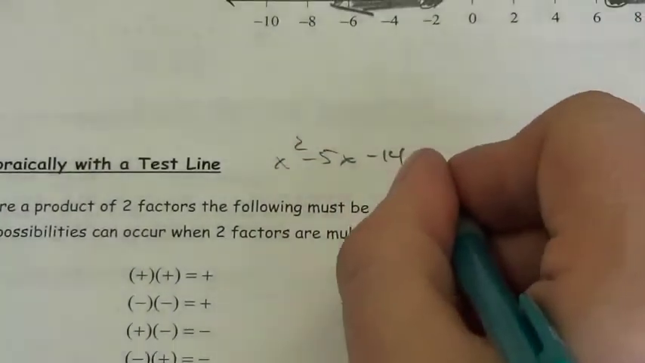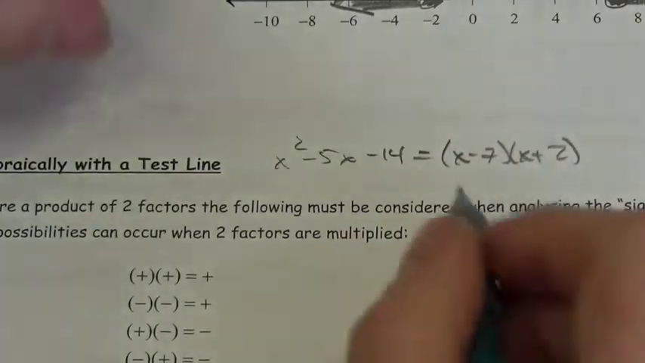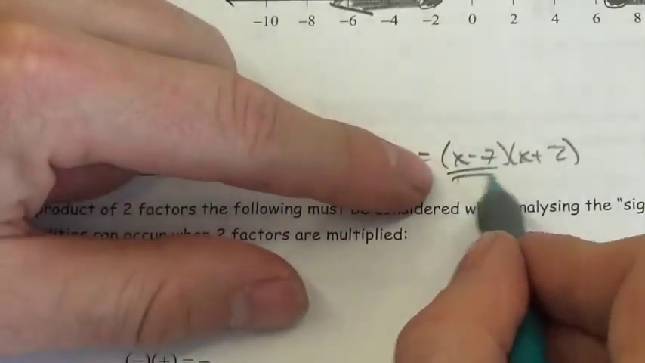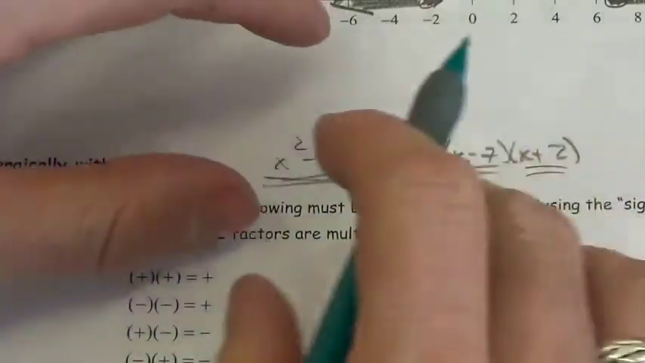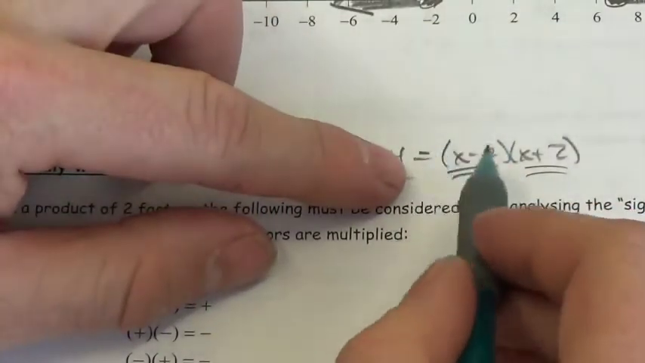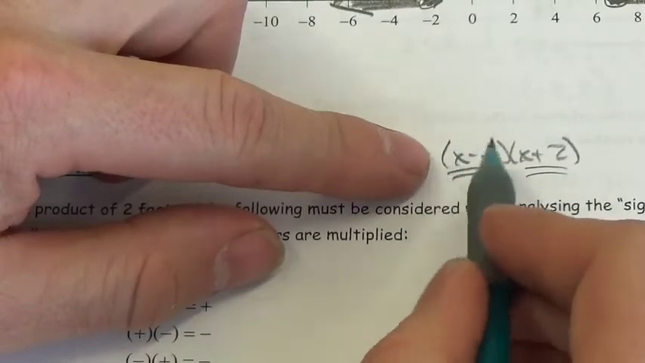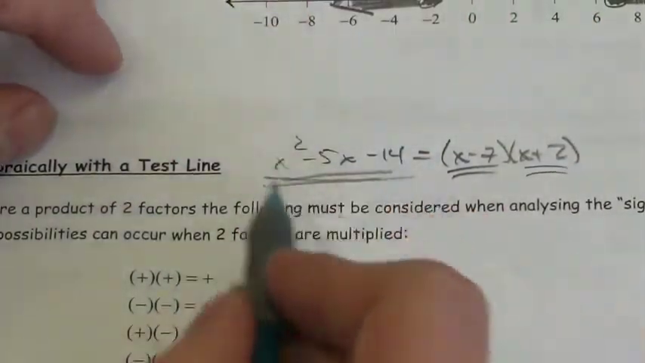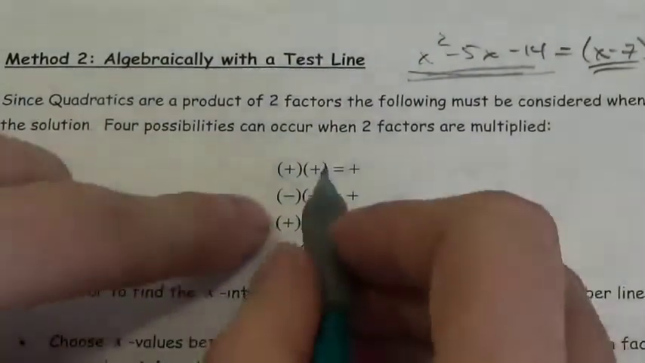Remember that we just wrote that as x minus 7, x plus 2. Now, the behavior of this whole expression will depend on how x minus 7 behaves and x plus 2 behaves along the x-axis. Whether this factor is positive or negative will have an impact on whether this whole function is positive or negative. And here's how that works.